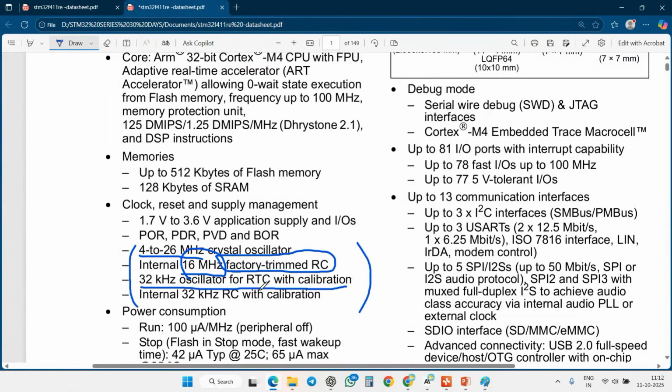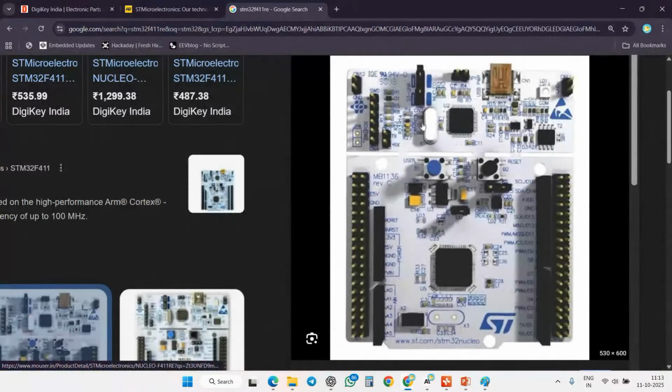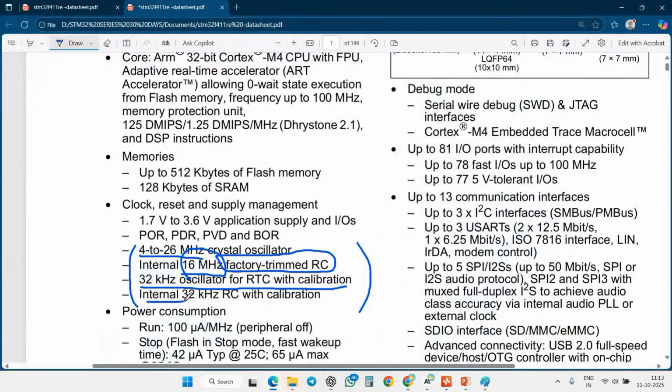Okay, so this 32 kilohertz oscillator is external, which is taking from the crystal oscillator. Another one is the internal 32 kilohertz RC with calibration. So internally, some oscillators are there. So we have to study this in detail. You will be able to understand this concept.